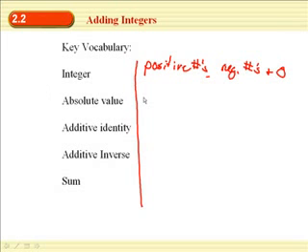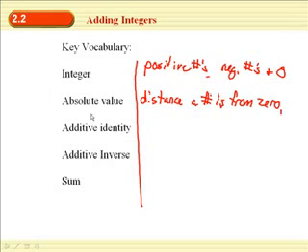Absolute value is from the last one. Absolute value is the distance a number is from 0. And it also is never negative, because distance is never negative. Okay, those are review from before.